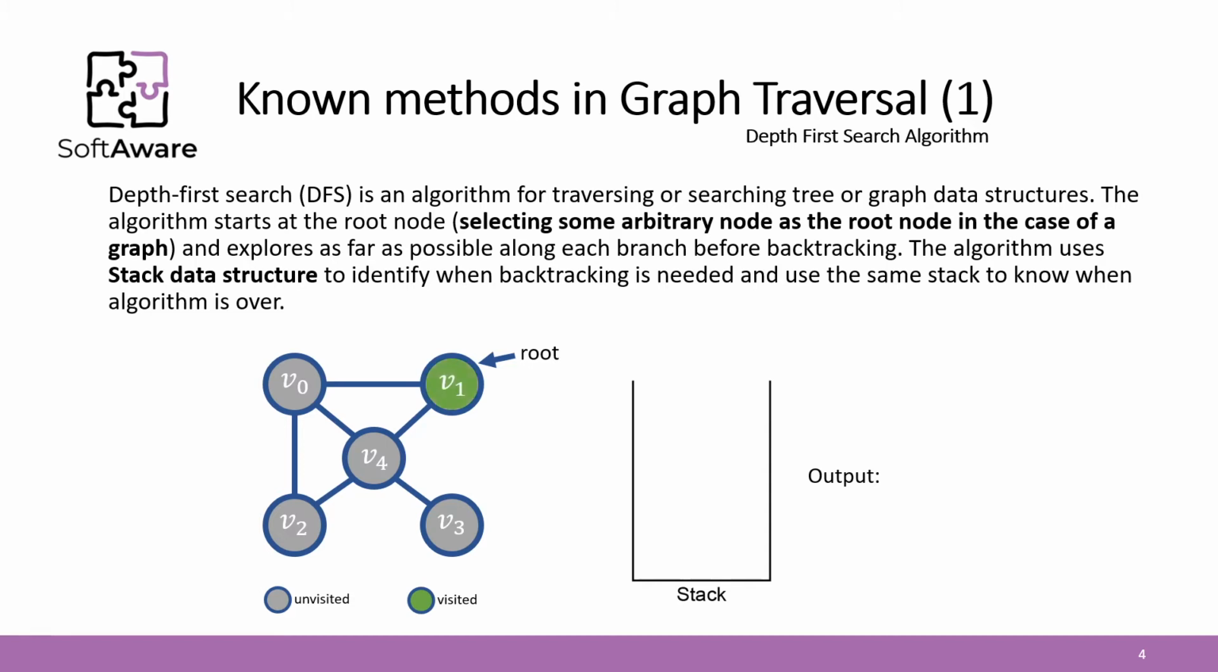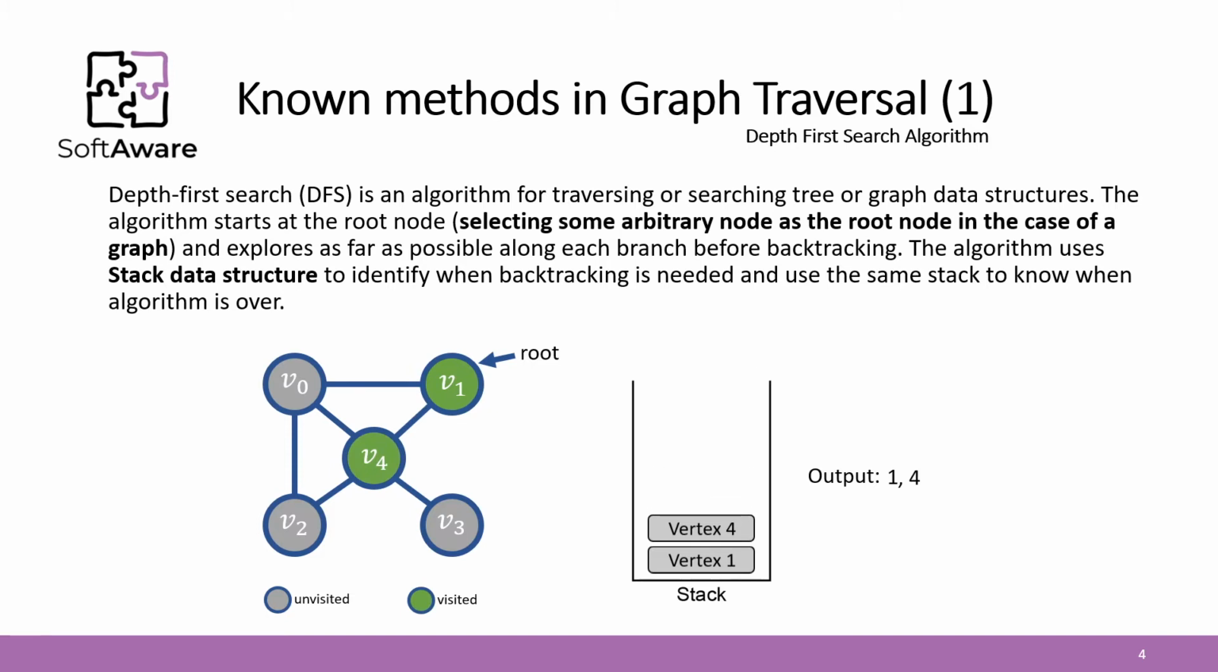The starting node is marked as visited and pushed onto the stack. Next, we select the next adjacent node to visit. At this point, vertex 1 has two adjacent nodes or vertices, vertex 4 and vertex 0. Selecting one of the adjacent nodes depends on how the graph is structured and also how the algorithm is implemented. So in our case, let's take vertex 4 as the next node to visit. We push it onto the stack and output it.